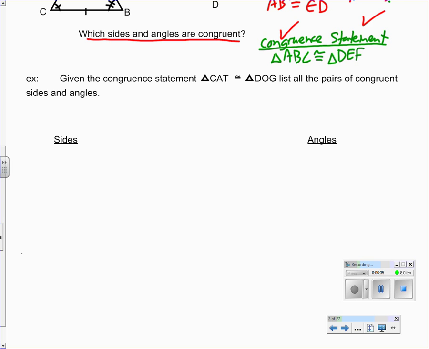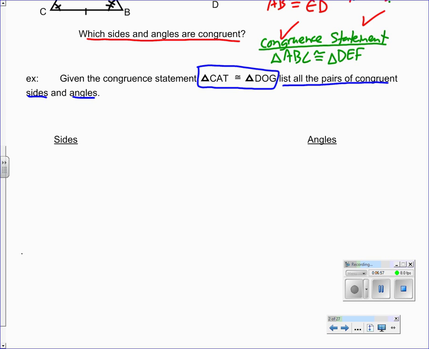So on the second example, we have the opposite. We have a congruent statement already, triangle CAT congruent to triangle DOG, and from that statement, we can list all the pairs of congruent sides and angles.